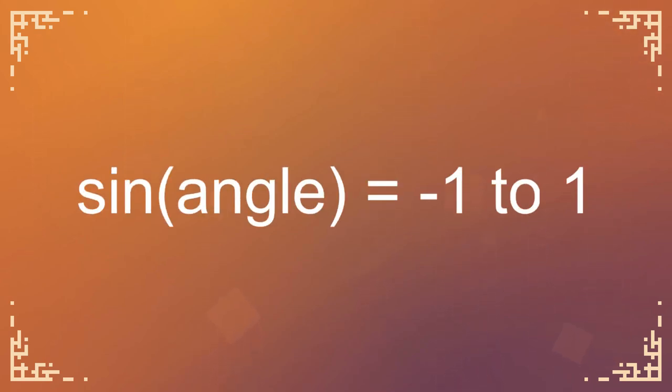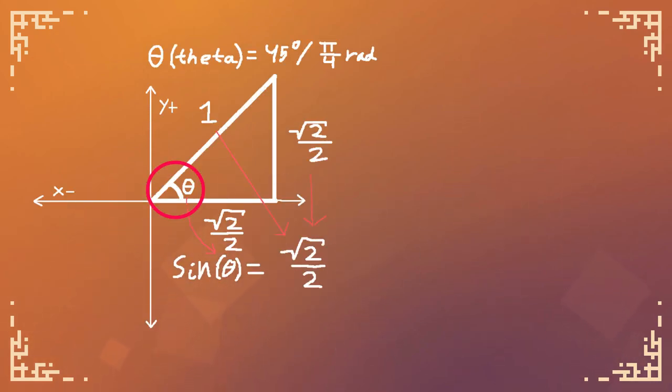The side of a right triangle can't be longer than the hypotenuse. That's why the output range for sine is negative 1 to 1. So imagine that the angle is 45 degrees or 1/4 pi radians. The vertical side in a triangle is now the square root of 2 divided by 2, or around 0.71 of the length of the hypotenuse.